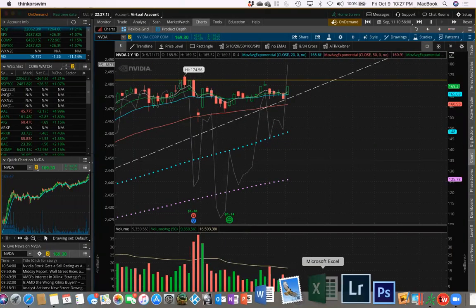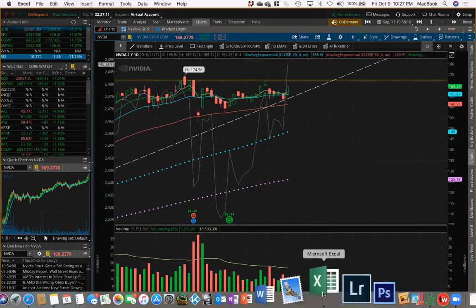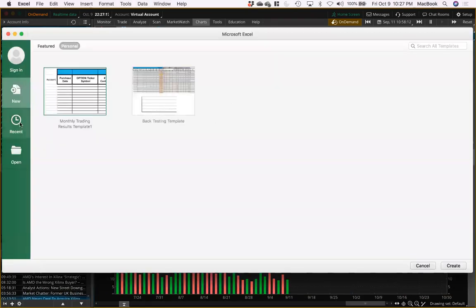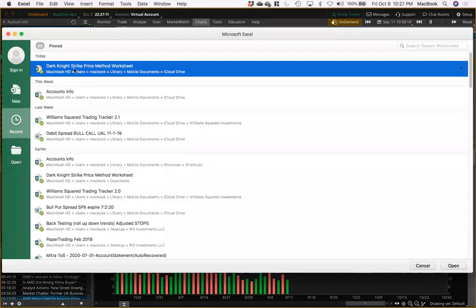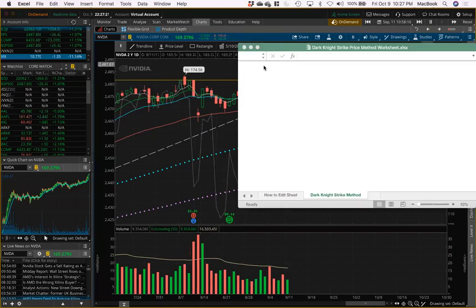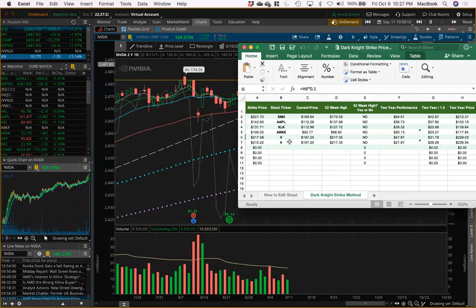Let's pull up the Excel sheet. Hopefully it'll open it right here. Recent, Dark Knight strike price. All right. So now I'm feeling even more confident that I'm on the right screen. So this is some actual real stuff that I have in here. So we're just going to start down here.